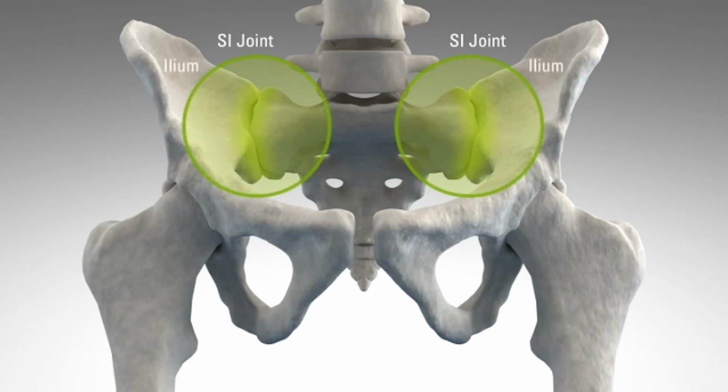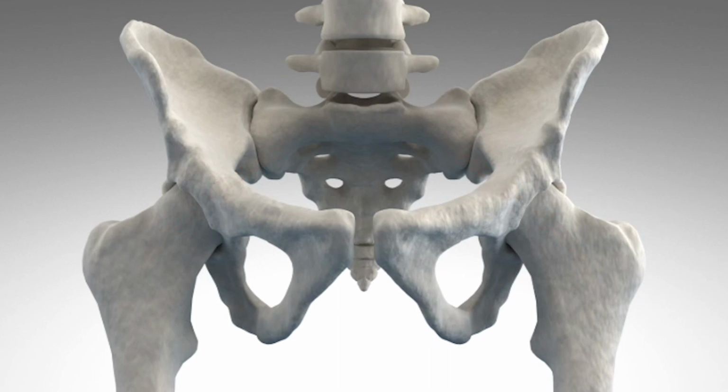The SI joint is mainly a weight-bearing joint. Basically, weight goes through the lumbar spine and then across the sacroiliac joint, and then goes to the hip joint and down to the leg.